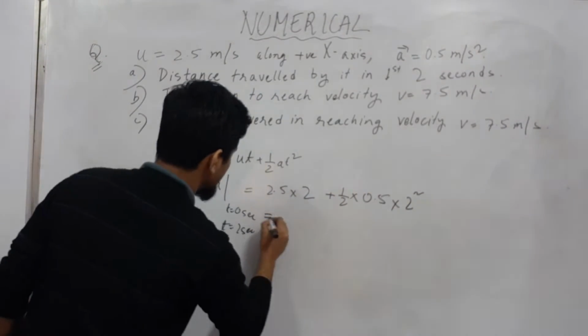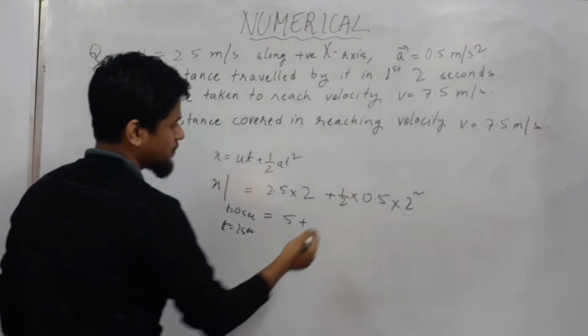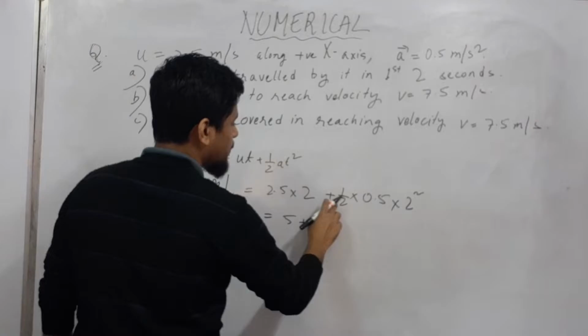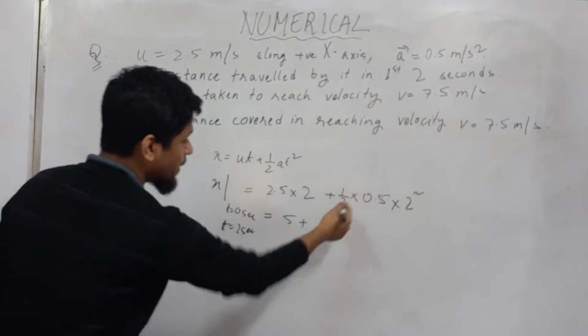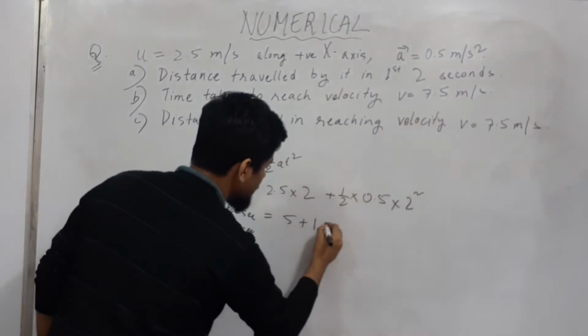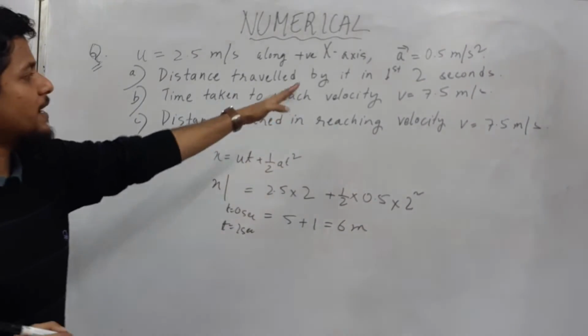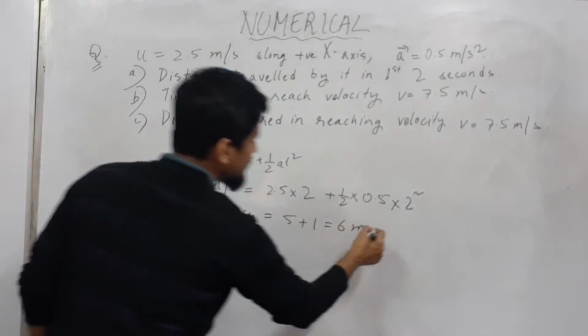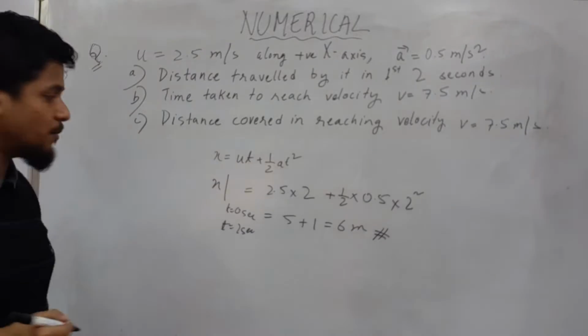So this will be equal to 2.5 into 2, this will be equal to 5, plus 0.5 into 4, this will be 2, and 2 by 2, this will give us 1. So ultimately we get that the distance traveled by it in the first 2 seconds is 6 meter. So 6 meter is the answer for the first part of the problem.